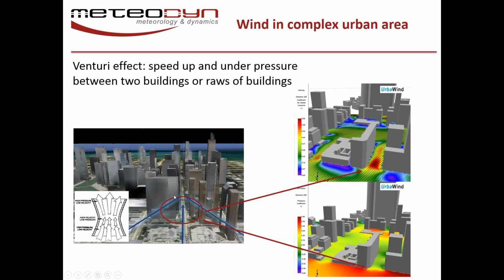Another effect is called the Venturi effect. It happens when you have buildings in a row, and the wind is going to accelerate in between these two buildings. It has no choice but to escape through the streets. This is what happens here. You see red color, meaning acceleration. Acceleration means low pressure. So, three effects.